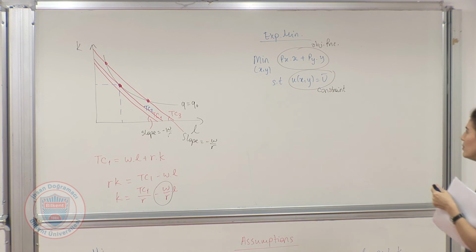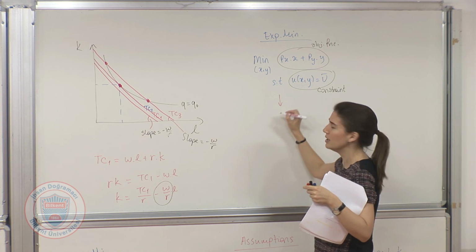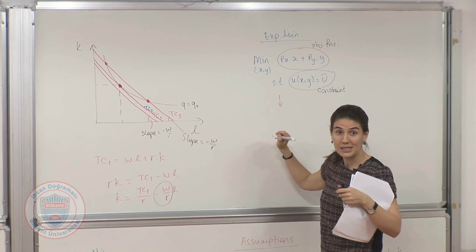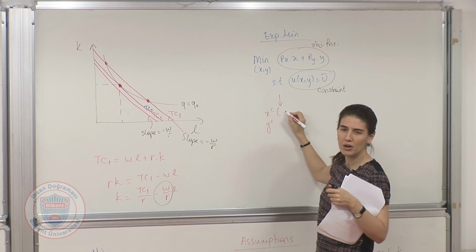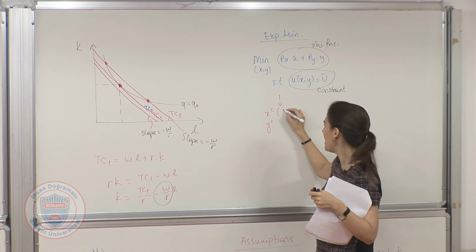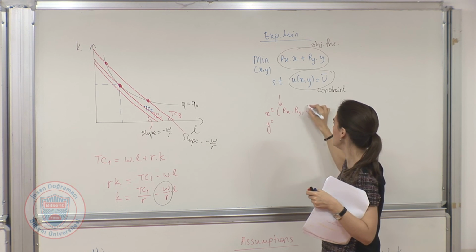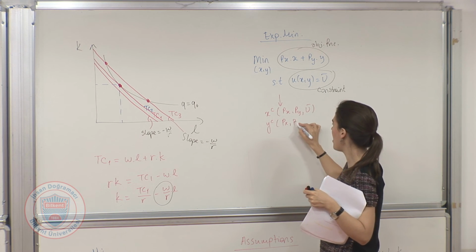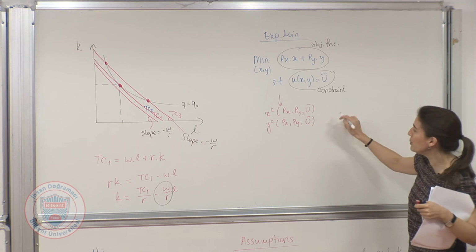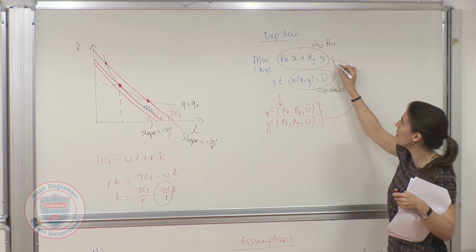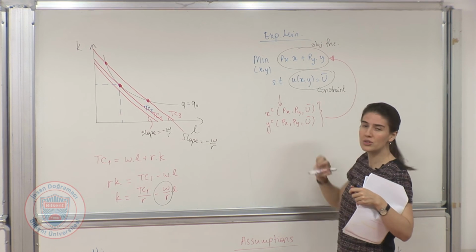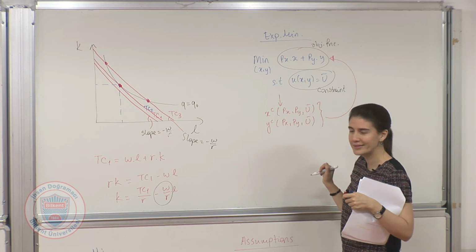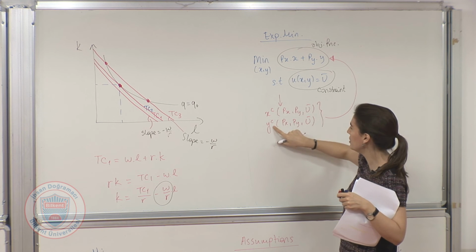Which demands did we get from the expenditure minimization? You call them compensated demands, right? So we said XC and YC, and they were functions of PX, PY, and utility, right? When you put these optimal guys into your objective function, remember we said that you get the value function, and we call that value function what? In the expenditure minimization.